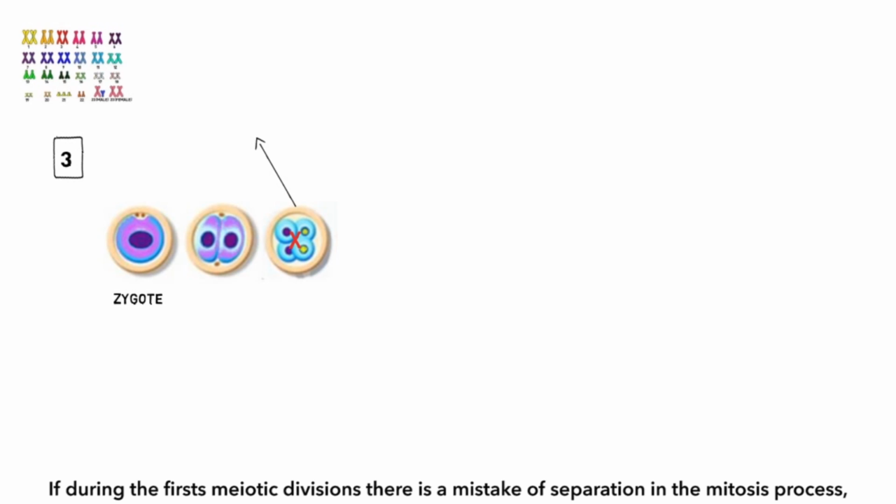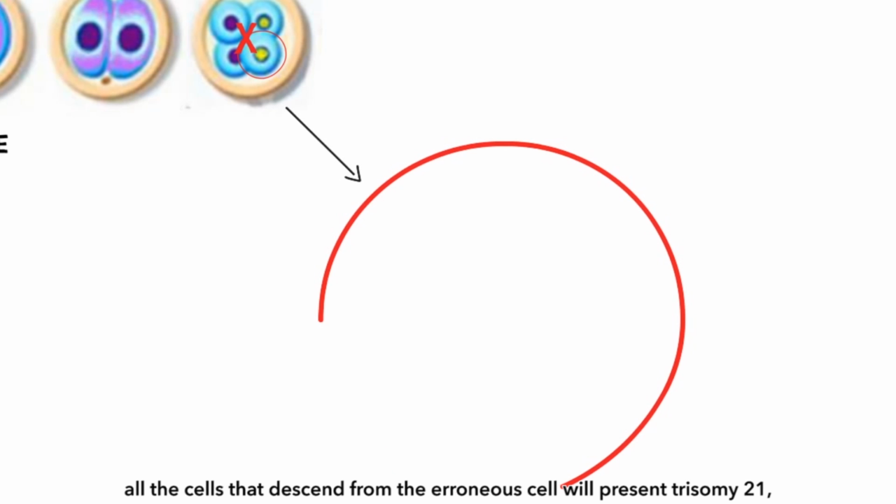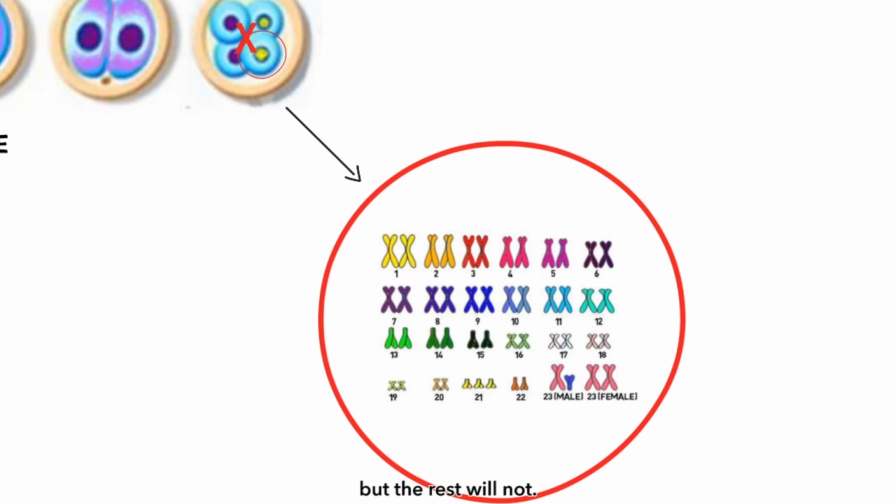And the third situation is mosaicism. In this case, the mistake occurs in mitosis, not in meiosis, after fertilization. If during the first mitotic divisions there is a mistake of separation in the mitosis process, all the cells that descend from the erroneous cell will present trisomy 21, but the rest will not.